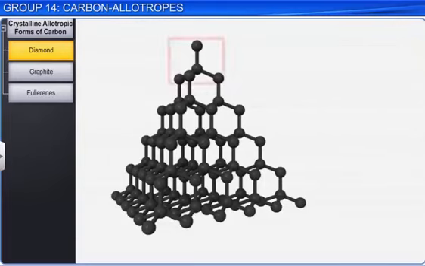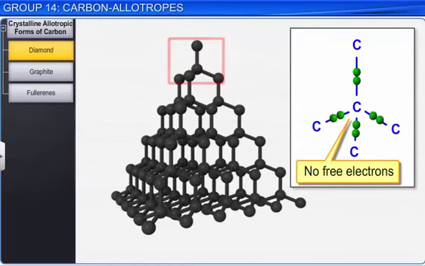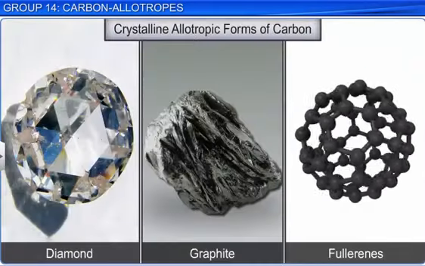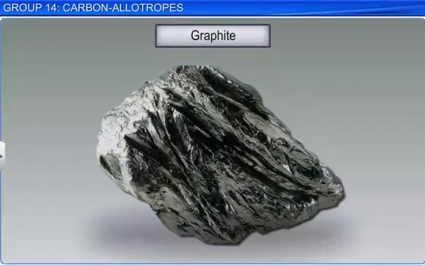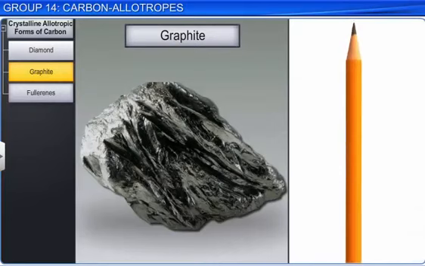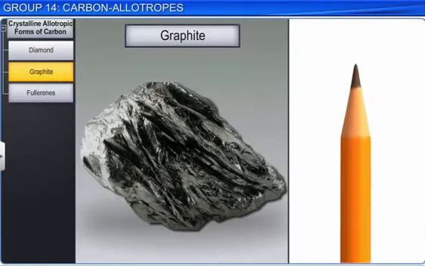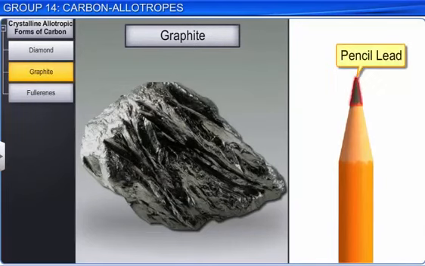Since there are no free electrons in a diamond crystal, it is a bad conductor of electricity. Another important allotrope of carbon is graphite. You are probably the most familiar with this form of carbon for its use in pencils. Despite the name, pencil leads are actually made of graphite.